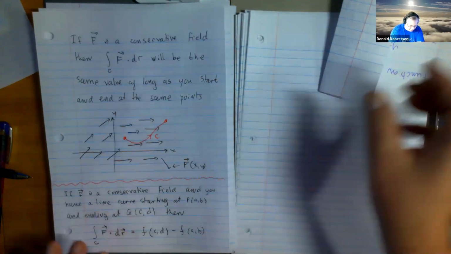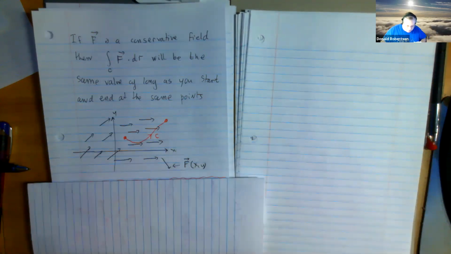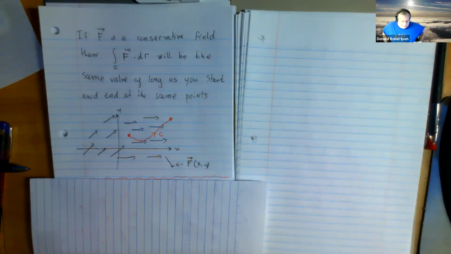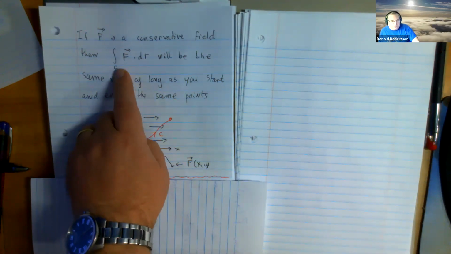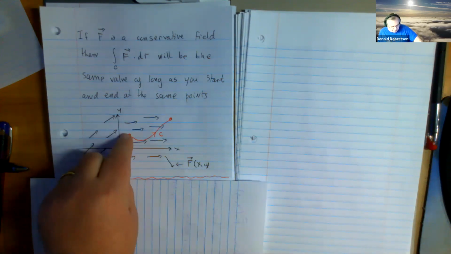Now, still on this fella. If it is a conservative field, here's another property. If you find the line integrals, the F dot dr thing, that guy, you will get the same value as long as you start at the same place and finish at the same place.